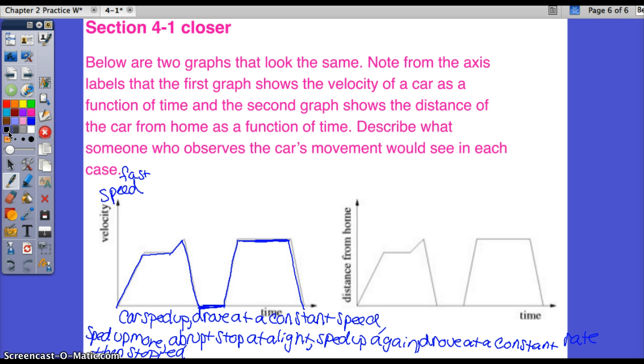Let's do this one now. The distance from home. Here, if it's at 0, well, he's probably at home. So maybe they went far away, they went further away from home. So the car went away from home for pizza. Now the distance is the same, so maybe they stayed at the same location. So maybe they stayed at the pizza location.